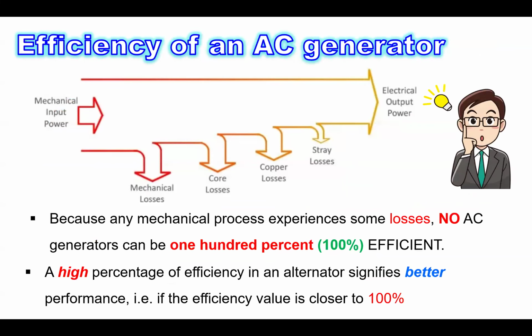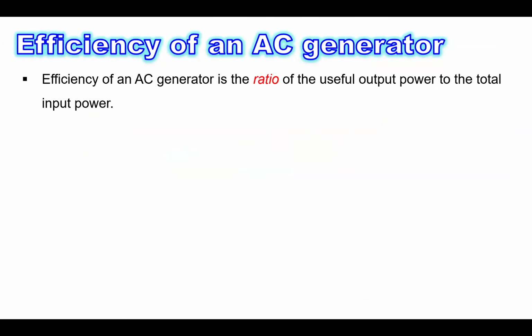So, because any mechanical process experiences some losses, no AC generators can be 100% efficient. So, a high percentage of efficiency in an alternator signifies better performance. Meaning, habang lumalapit sa 100% yung ating value ng efficiency, mas maganda ang performance niya. So, the efficiency of an AC generator is the ratio of the useful output power to the total input power.